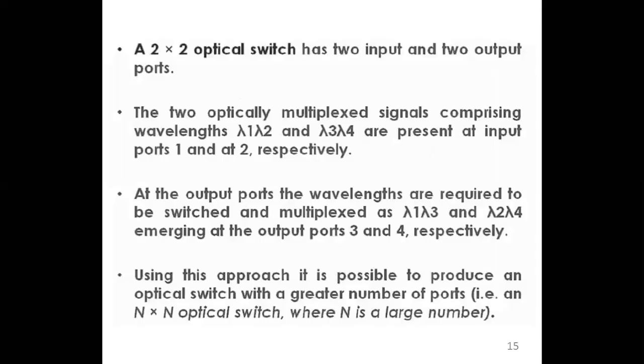So that is what is written here. A 2 cross 2 switch has 2 inputs and 2 output ports. The 2 optically multiplexed signals comprising lambda 1, lambda 2, lambda 3, lambda 4 are present at input ports 1 and 2 respectively. At the output ports, the wavelengths are required to be switched and multiplexed as lambda 1, lambda 3, and lambda 2, lambda 4, emerging at the output ports 3 and 4 respectively.